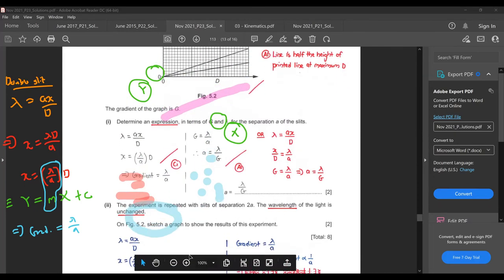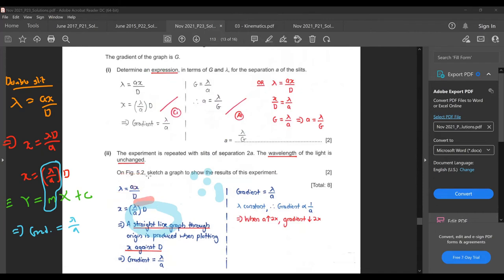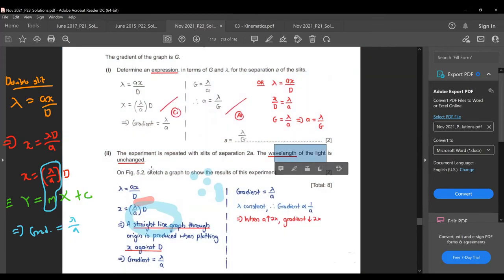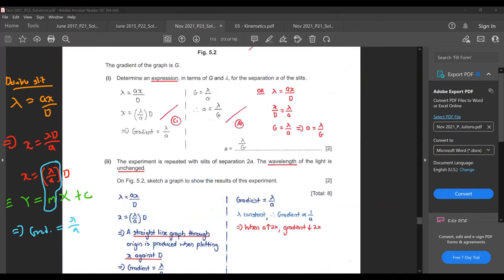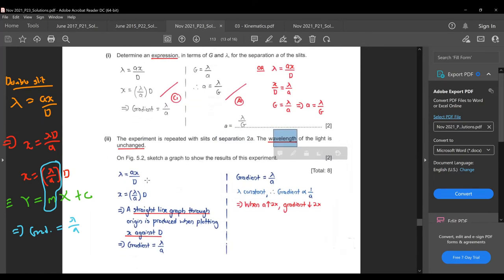For part two, this has something to do with ratios. Let's go through this part. How do I draw the second line? They tell you that the experiment is repeated with slits of separation 2a. The wavelength of the light remains unchanged. On figure 5.2, sketch a graph to show the results of this experiment. What will the new graph be, given that your slit separation is doubled and the wavelength remains unchanged? Now, from what you know, if lambda is ax over D, you rearrange it as x equals lambda over a times D. If you plot a graph of x against D, you're supposed to get a straight line graph that passes through the origin, where the gradient is lambda over a.